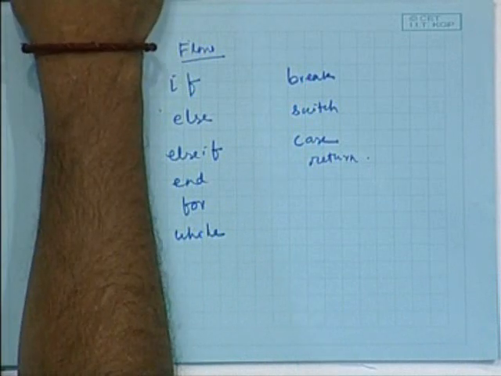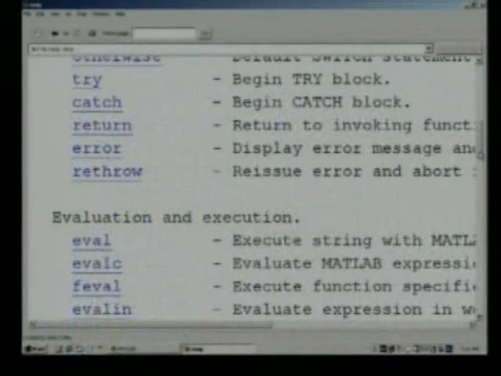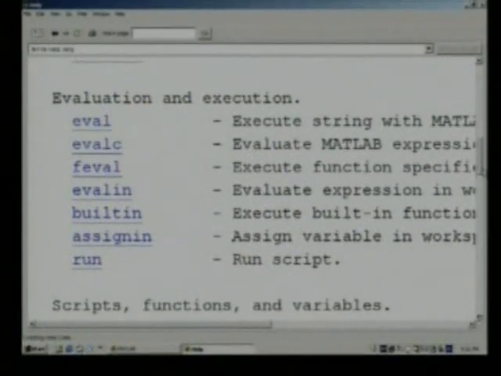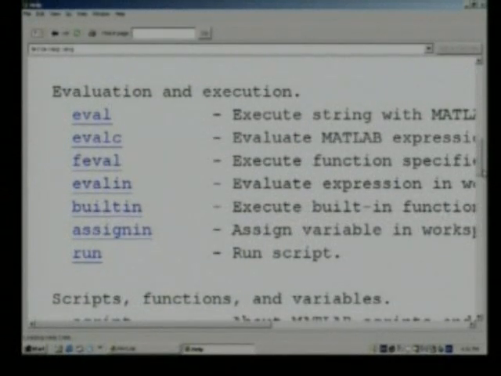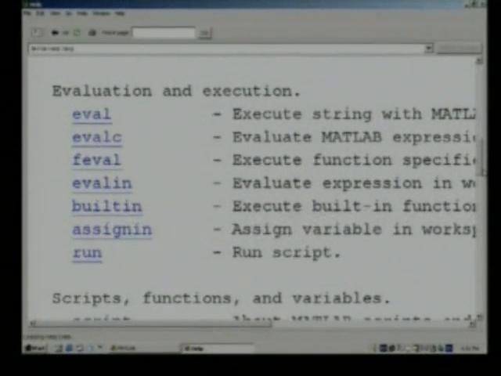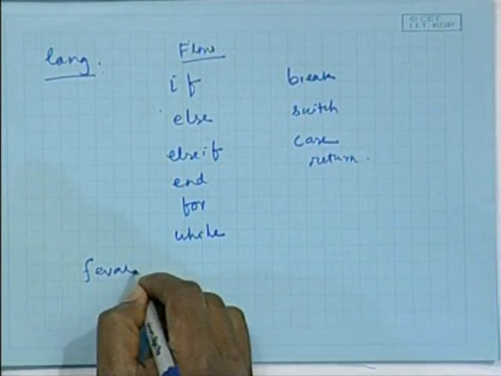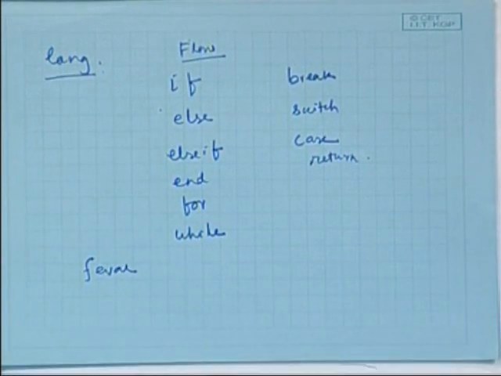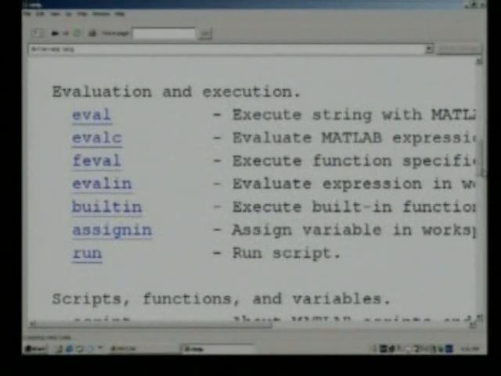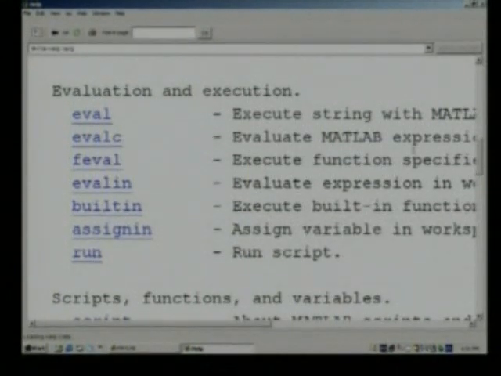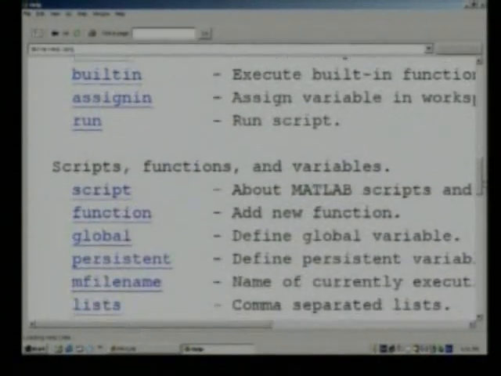Then, followed by that, in the language syntax you have got evaluation and execution. In the evaluation and execution, only feval will be important. Others will not be that. Even feval is not that important, it will come in the second line. All the other things you do not need right now, but when you write very sophisticated programs, you might need each of them, but I will have to discuss each one of them.